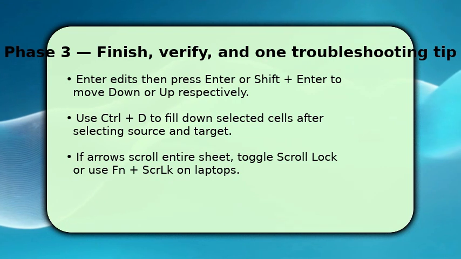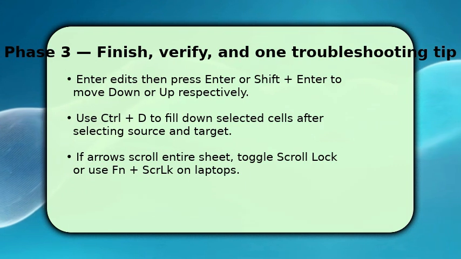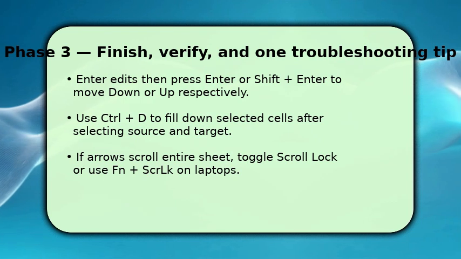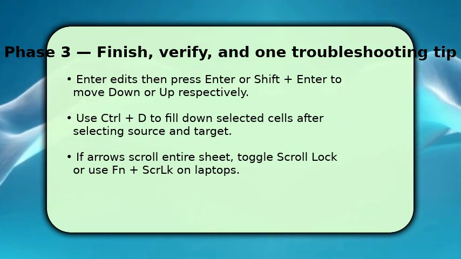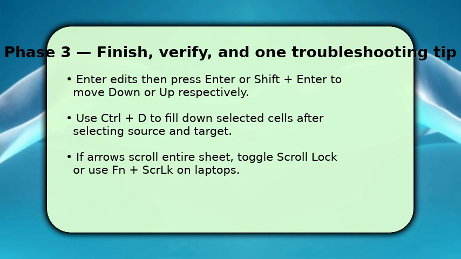If you find arrows are scrolling the whole sheet instead of moving between cells, toggle Scroll Lock off. On many laptops, you use FN plus SCRLK. If issues persist, check Excel's options for extended editing and reassign any conflicting shortcuts.